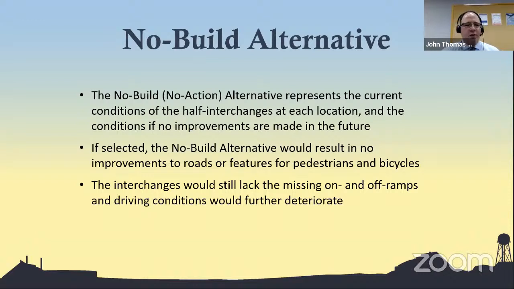Again, in addition to the build alternatives, we also look at the no build alternative. The no build alternative or no action alternative represents the current conditions of any given project. It is what we measure impacts caused by building the proposed project against. It is possible for a no build alternative to be selected, but this is rarely done in practice. For this project, the no build would leave in place the existing half interchanges, and traffic operations would continue to deteriorate, and there would be no improvements to pavement or pedestrian facilities.